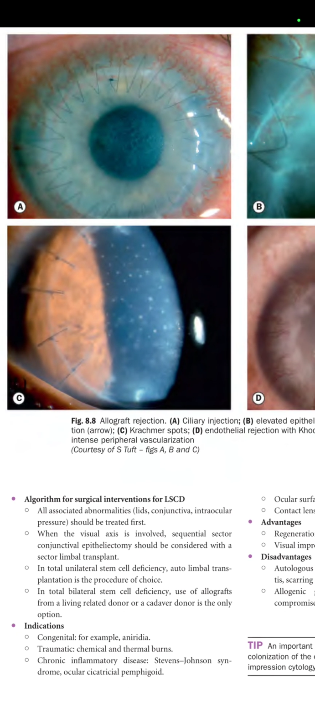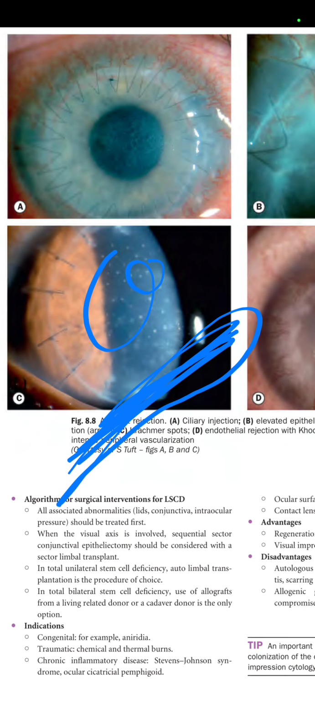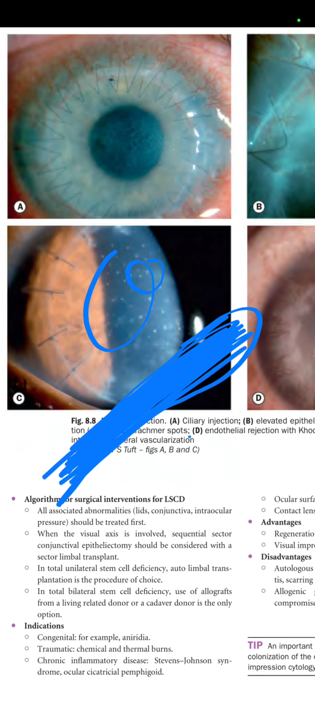Algorithm for surgical intervention for limbal stem cell deficiency: all associated abnormalities of lids, conjunctiva, and intraocular pressure should be treated first. When the visual axis is involved, sequential sector conjunctival epitheliectomy should be considered with a sector limbal implant. So if there is conjunctivalization of the visual axis, you remove that conjunctival epithelium on the cornea, and then you put on the limbal transplant.